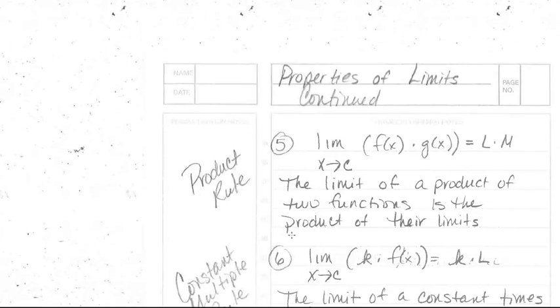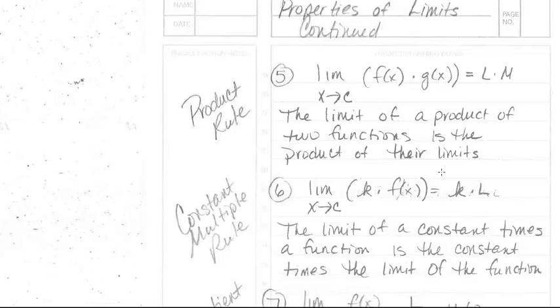We have the product rule. Same concept. If I have a limit as x approaches some number of two functions that I'm multiplying, I could take the limit of each function separately and just multiply the results. So the limit of a product of two functions is the product of their limits.